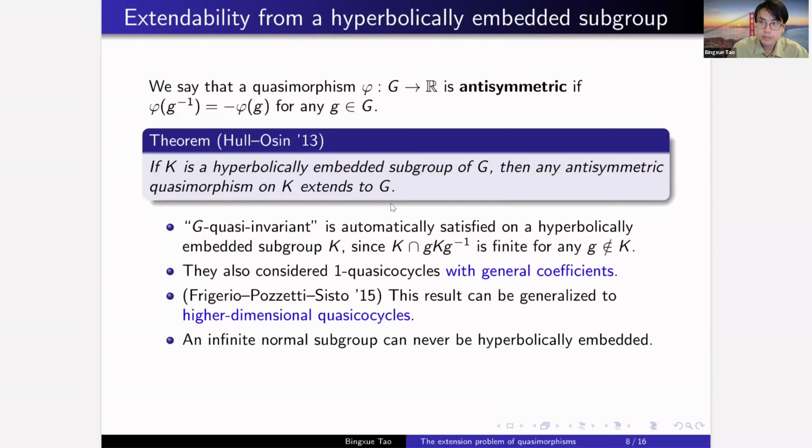But one problem about this theorem is that any infinite normal subgroup can never be hyperbolically embedded. So their results didn't tell us anything about extension from an infinite normal subgroup. So this could be seen from here. The intersection of K and its conjugate is always finite. So how about normal subgroups?